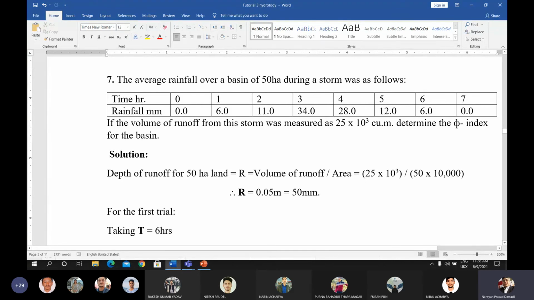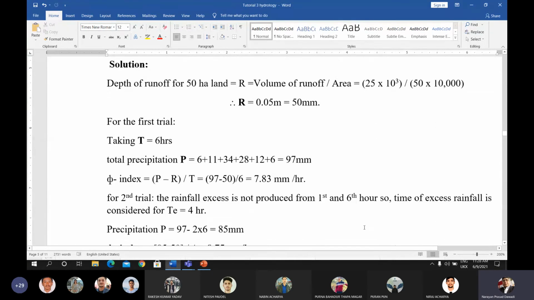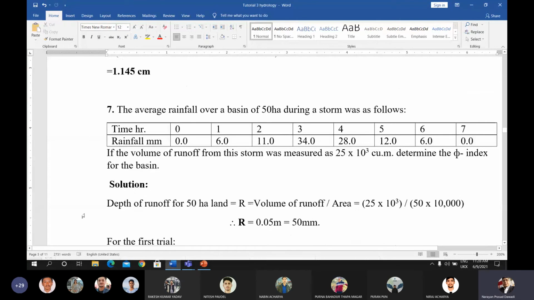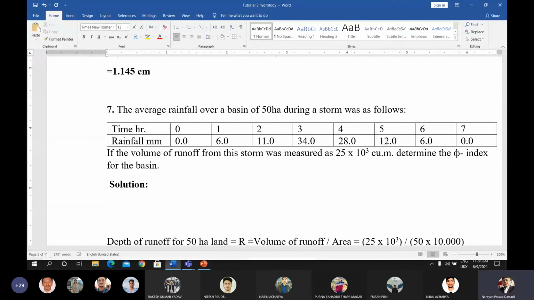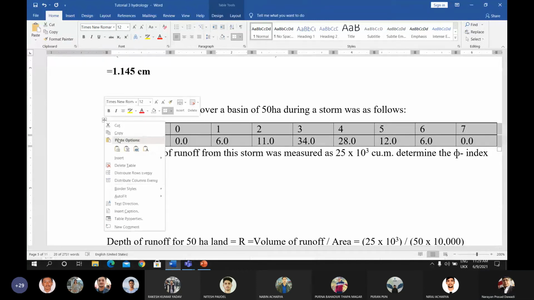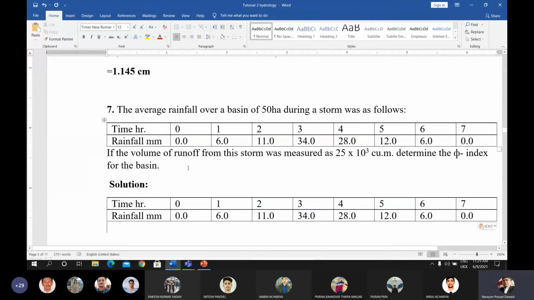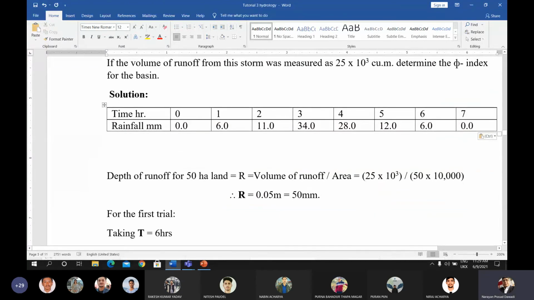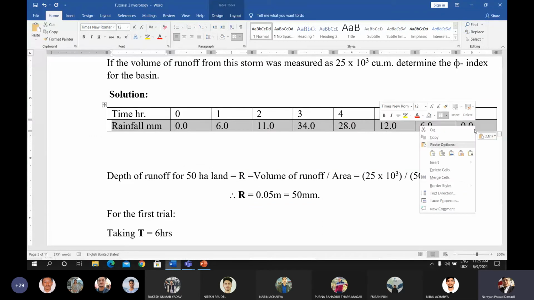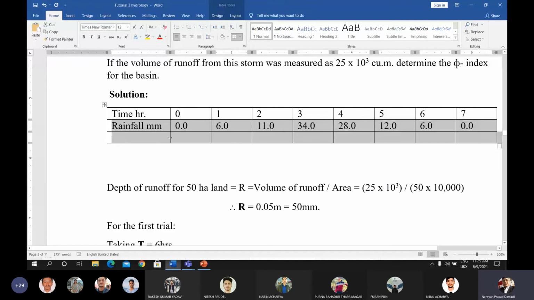Okay, this is the question. Now I will determine the intensity of rainfall.